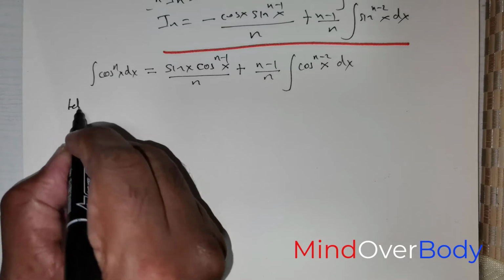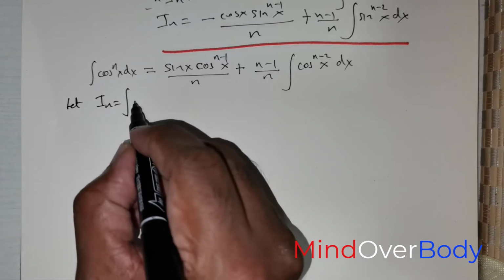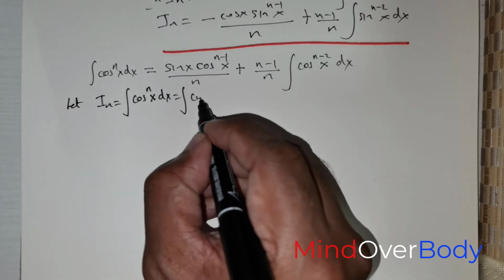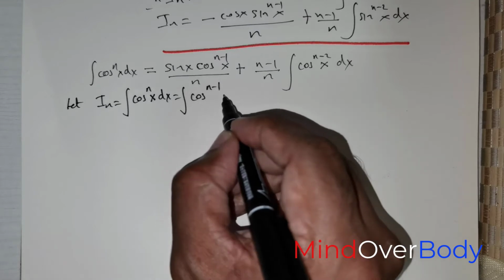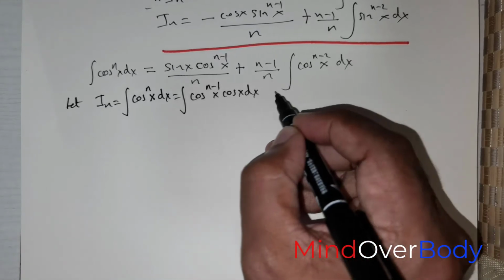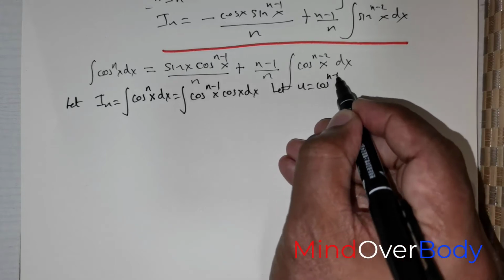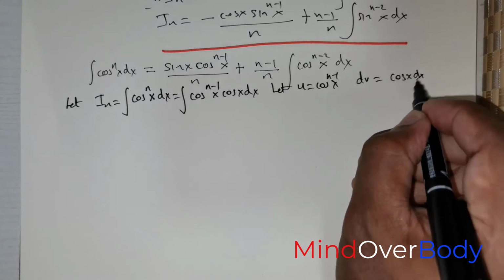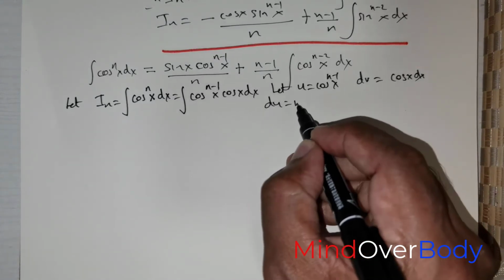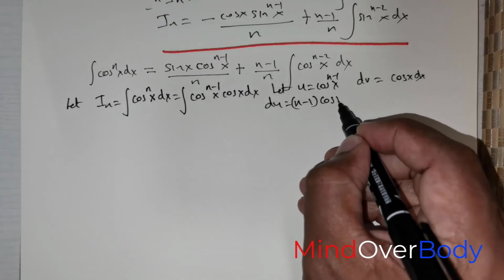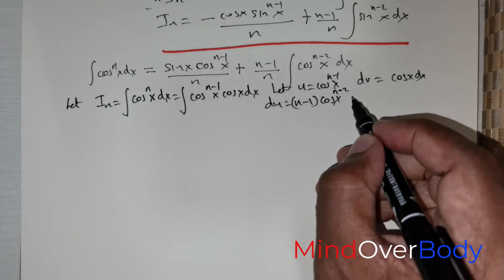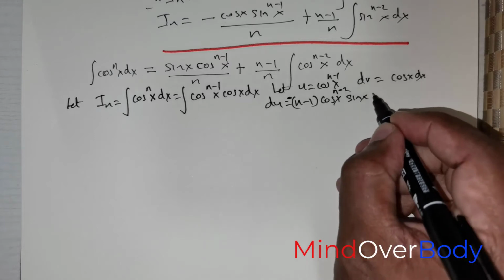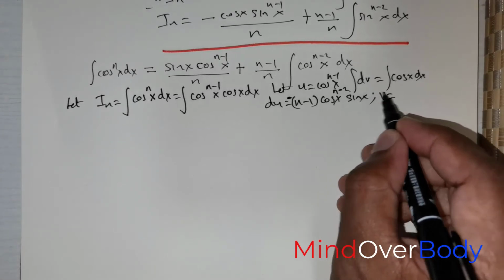So let us start off by taking I suffix n is equal to integral cos raised to the power of n x dx. This is rewritten as integral cos raised to the power of n negative 1 x times cos x dx. Now let me take u to be cos raised to the power of n negative 1 x, and dv is equal to cos x dx. If I were to differentiate this, it would give me n negative 1 times cos x raised to the power of n negative 2. Differentiation of cos x is sin x. I got a negative sign here, and if I were to integrate this, it would give me v is equal to sine x.